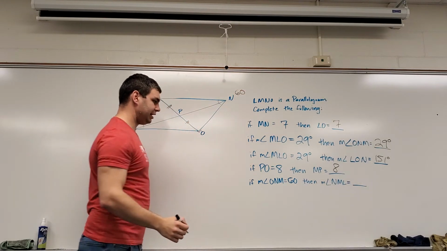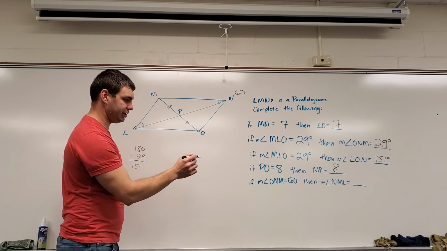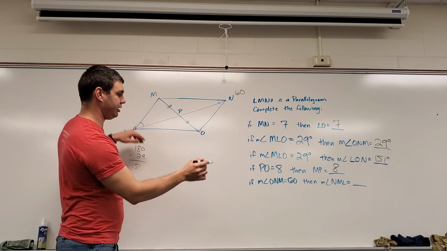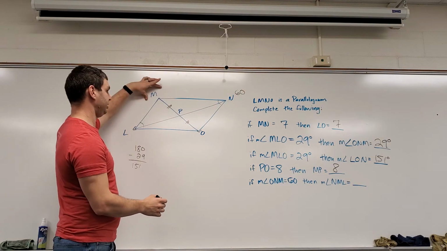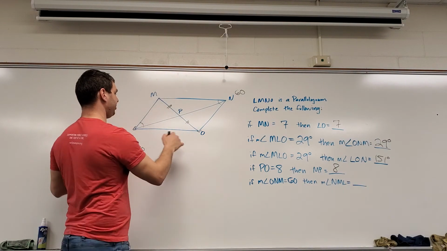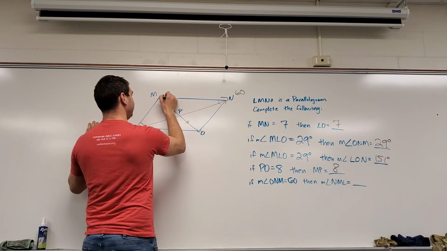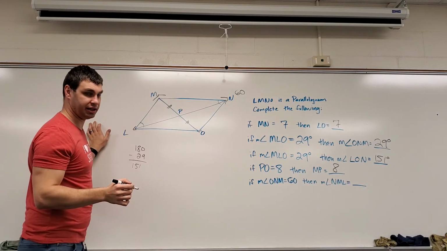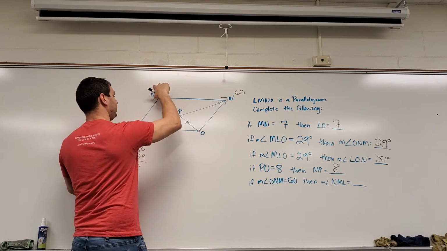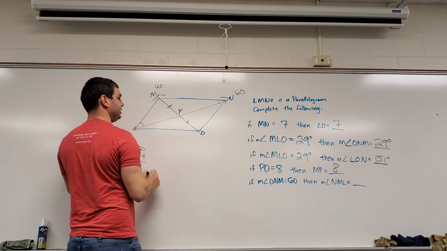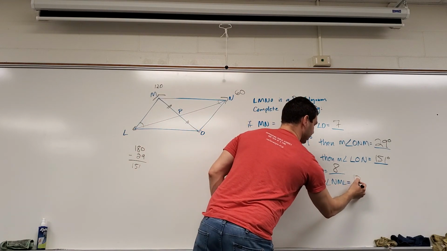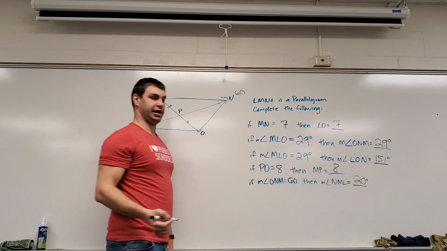Okay, and the last one says if the measure of angle ONM, this one, equals 60, 60 up there, then the measure of angle NML, this one up here, is what? So just like before, if you have consecutive angles, those have to add up to be 180. So 60 plus what is 180? And that'd be 120. Okay, so 120 is what would make that true.